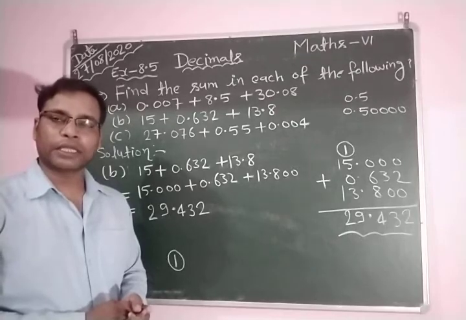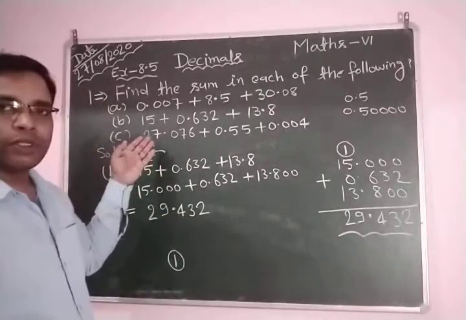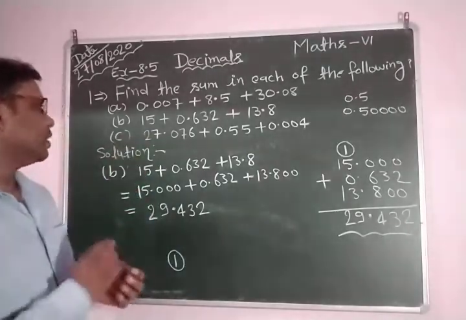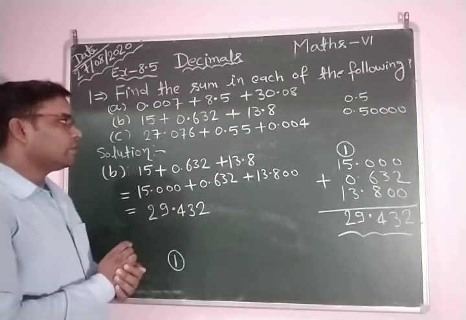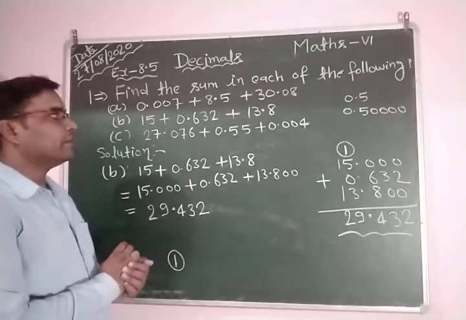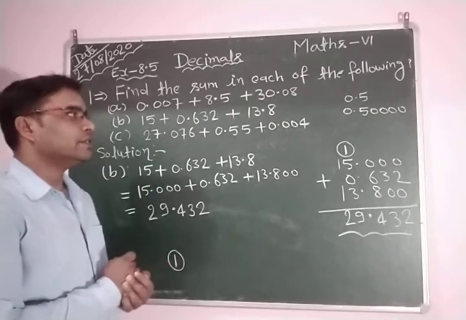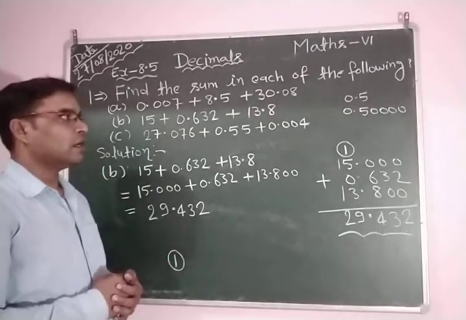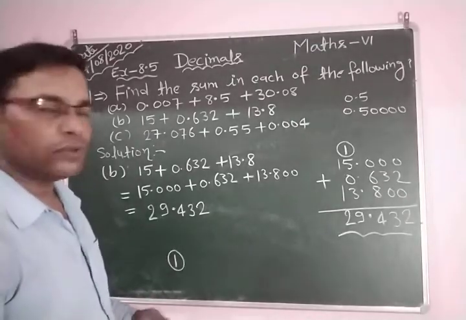2 or more given decimal numbers. So now we are going to discuss the next part. The C part of question number 1 is 27.076 plus 0.55 plus 0.004. So let's see how to add them.